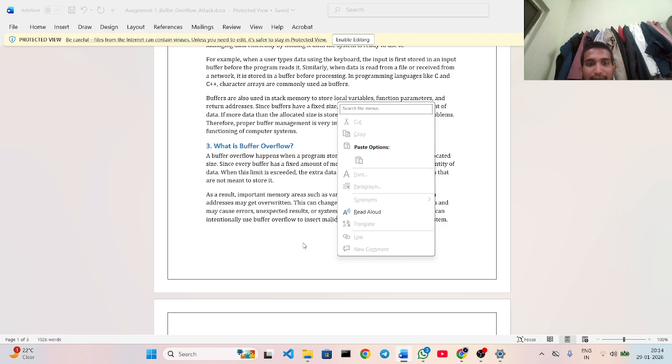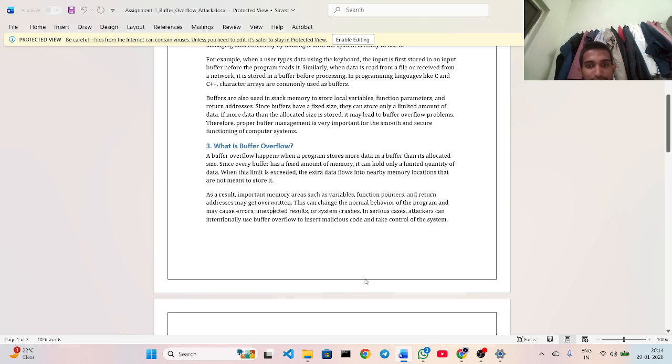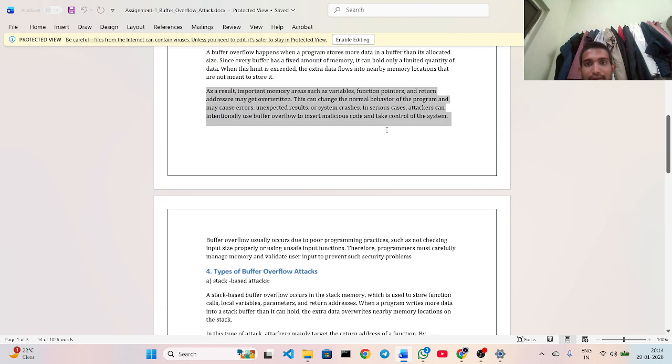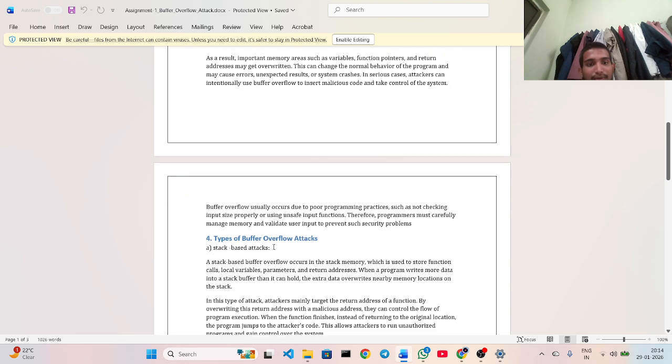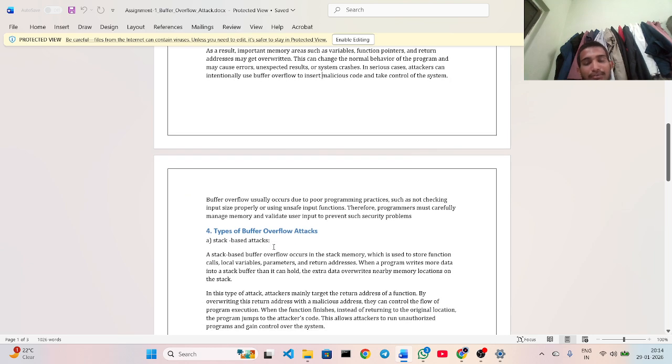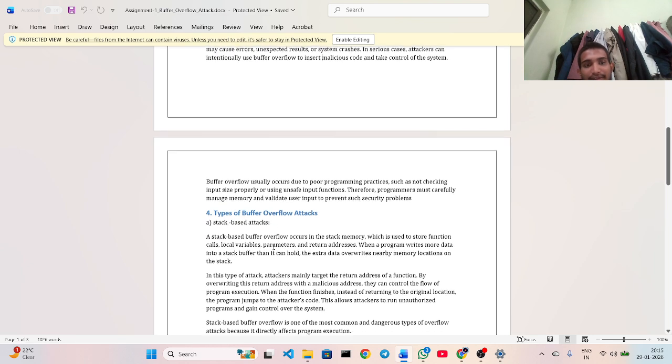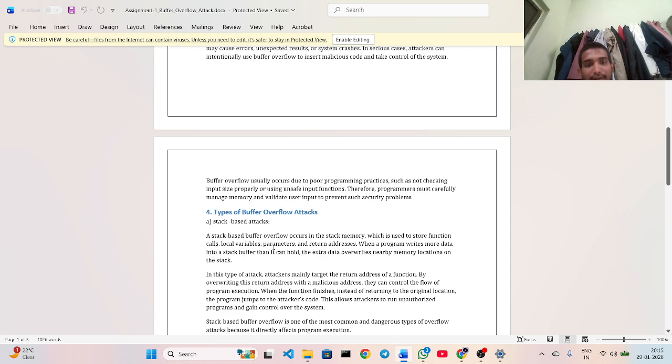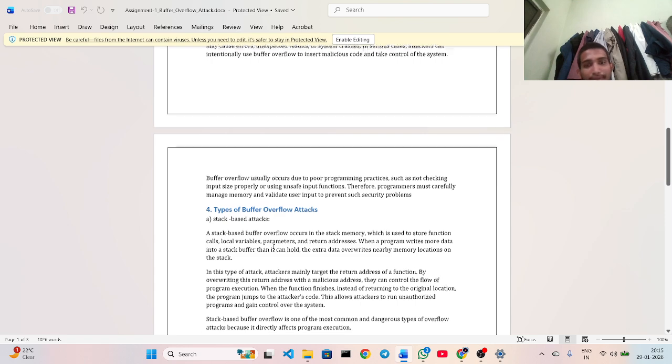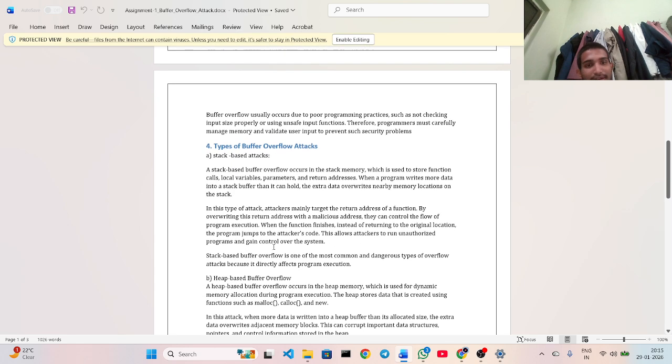The unexpected results or system crashes can cause the overflow to insert malicious code and take control of the system. Buffer overflow usually occurs due to poor programming practices such as not checking input sizes properly or not using safe input functions.